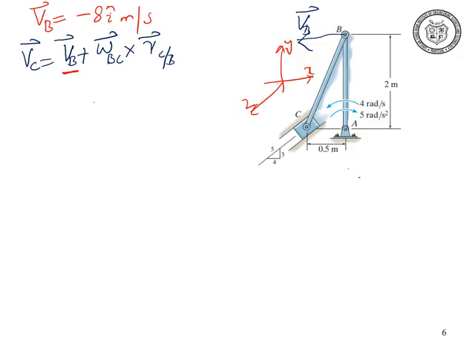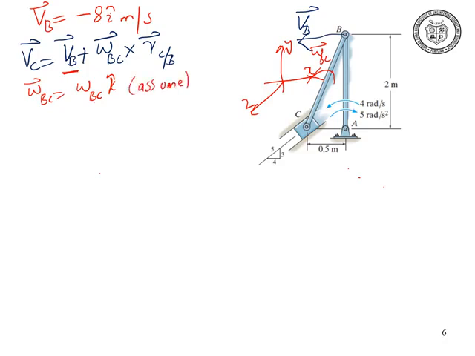In the question, omega BC is not given. So in the vector form, we can assume the direction of omega BC. We assume that omega BC is acting in the counterclockwise direction, like this is the direction of omega BC we assume. So this means that omega BC becomes equal to omega BC times k. You can assume the direction.